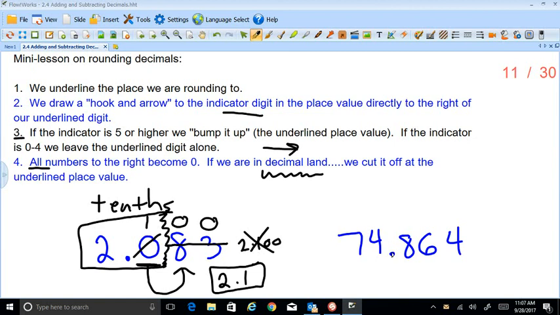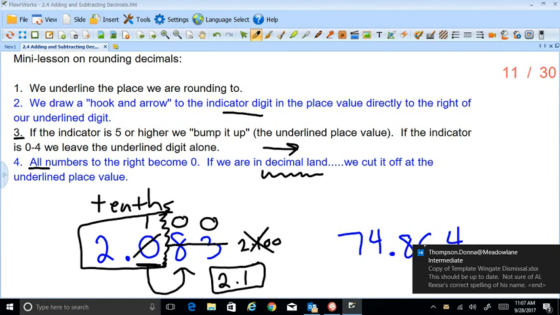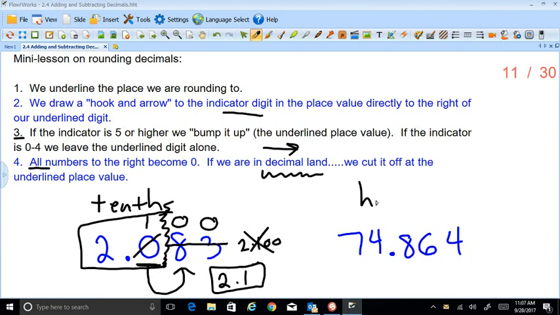74 and 864 thousandths, or 74.864. And what I would like for you to do is watch this example of us rounding it to the nearest hundredths location. To the nearest hundredths, I want to underline the digit that is in the hundredths spot, which in this case is my 6. You have to know place value in order to round. So I underline the 6, and I will always draw a little hook and arrow to the digit to the right. And I'm looking at the 4, which is in the thousandths place.